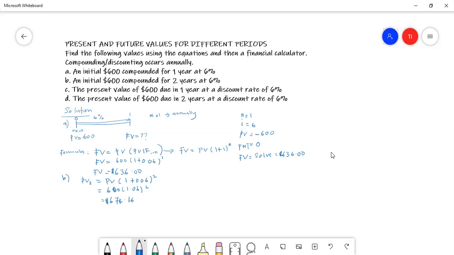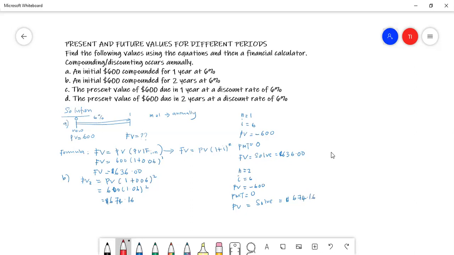So how do you use the financial calculator? N equal to 2, I equal to 6, PV is equal to negative 600, PMT is always 0. You go to future value, you press solve, and the answer will be similar to what you calculated manually.